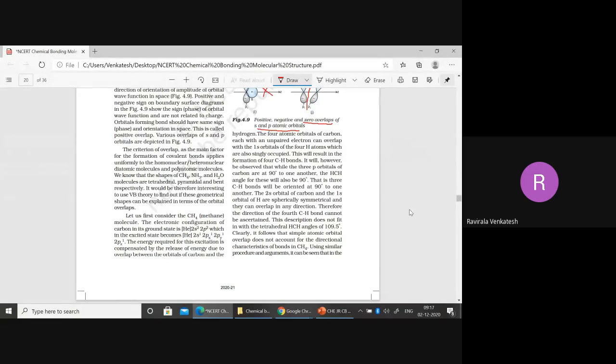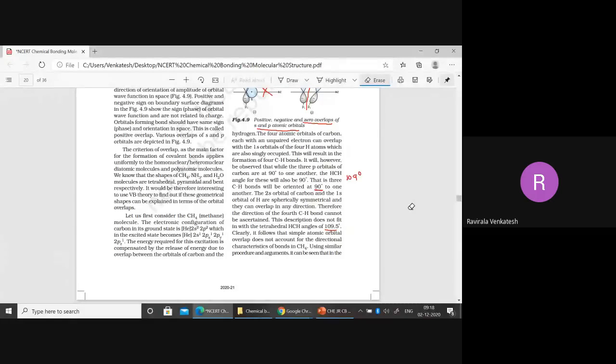Now, CH bonds in methane, why are they not oriented at 90 degrees here? Actually, when you observe, they are having 109 degrees, the bond angle. Water, if you observe, 104 degrees is happening here.